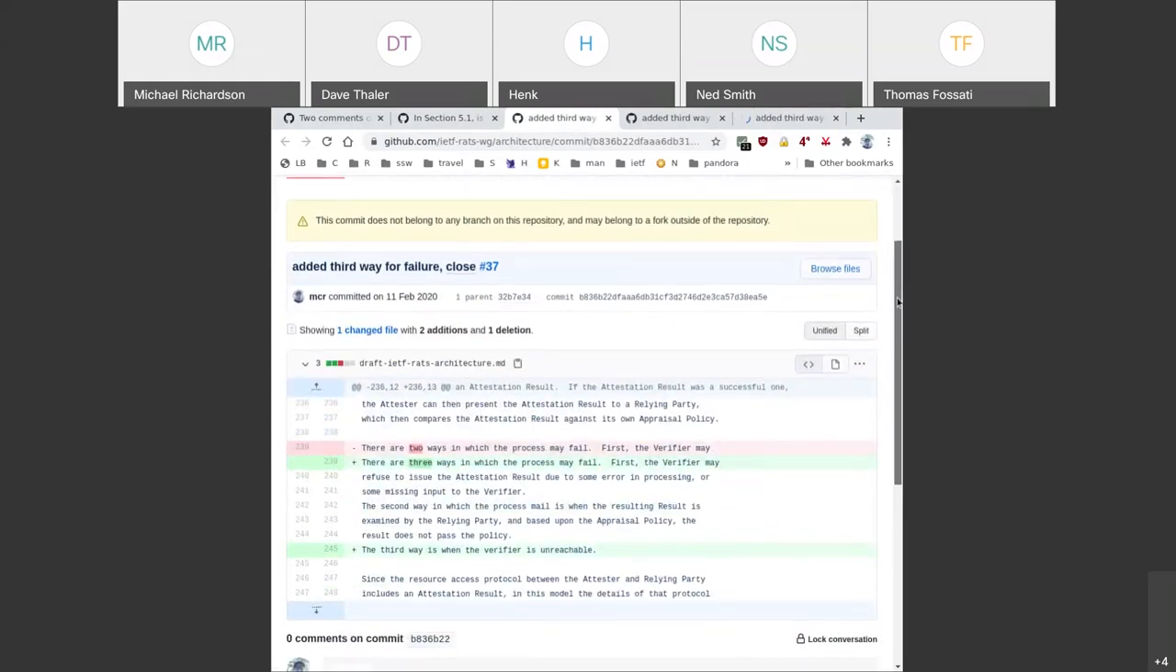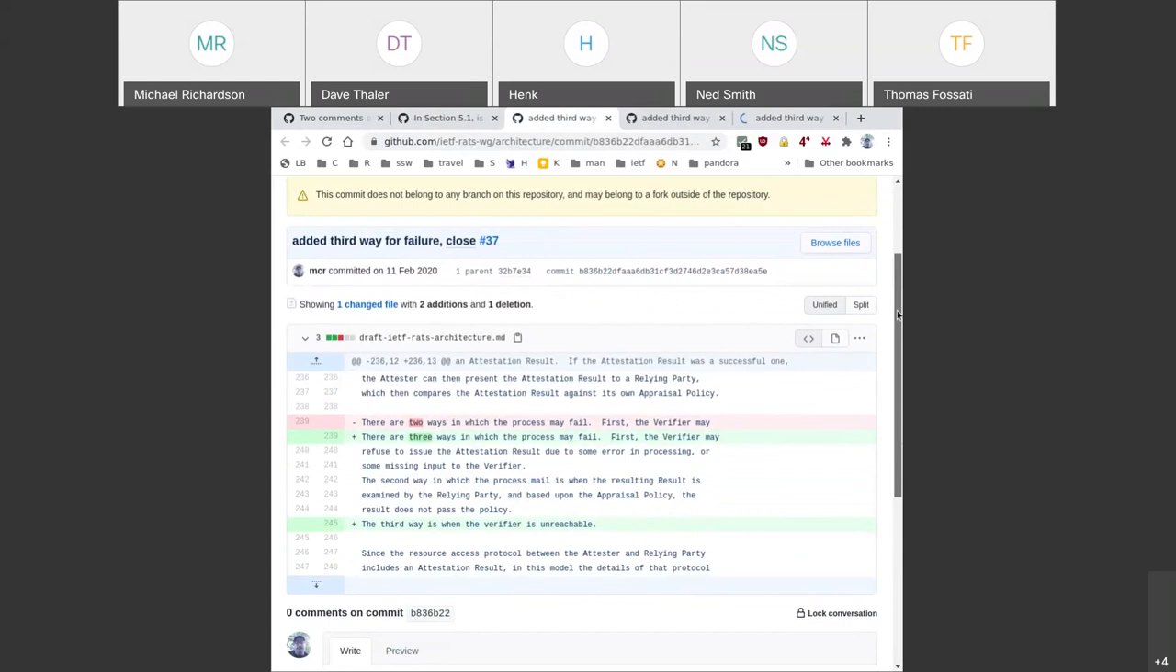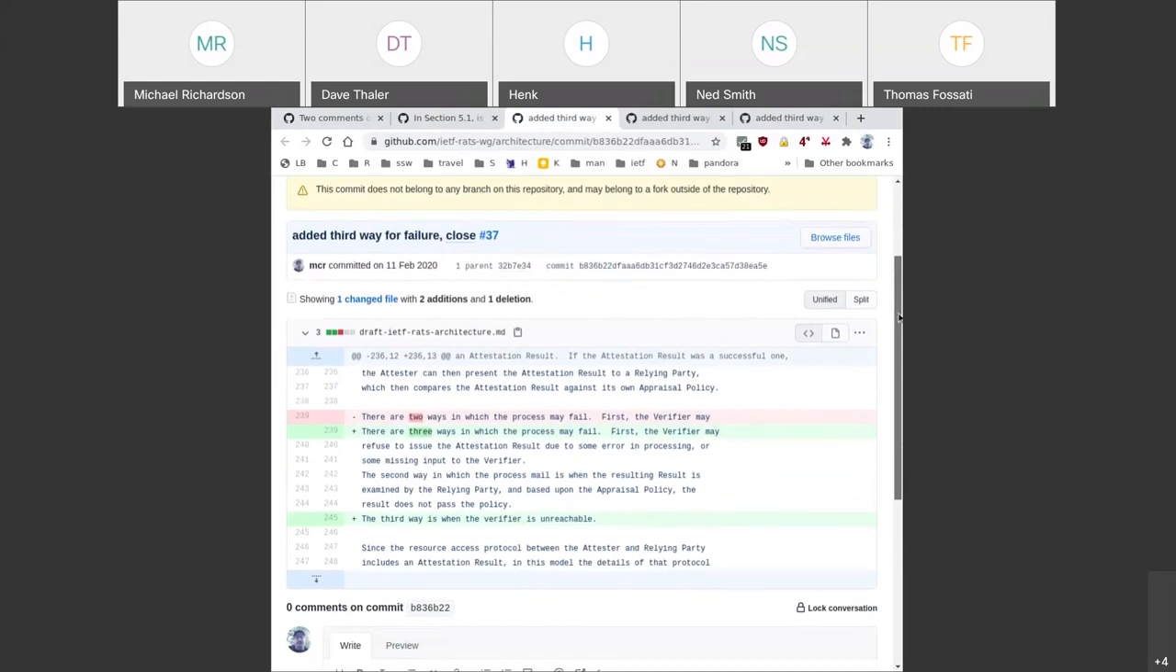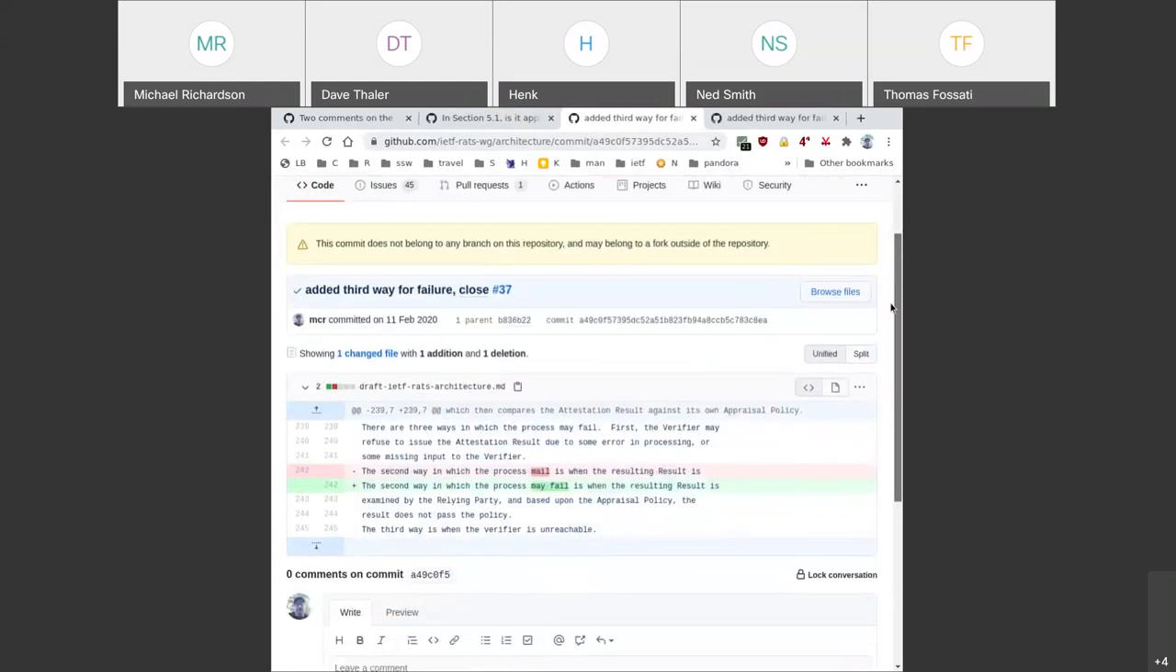Now, well, that is the context. That's where that paragraph came from, was an attempt to resolve issue 37. So that basically just says a third way is when the verifier is unreadable. Well, that was the last commit, because that paragraph was composed sentence by sentence in different commits.